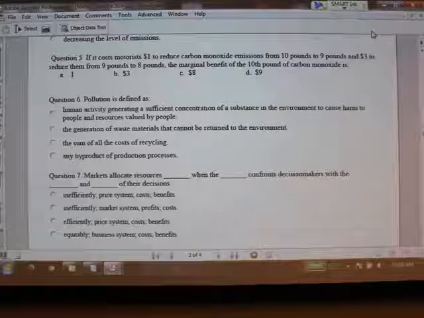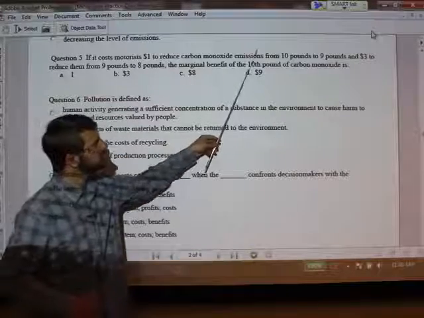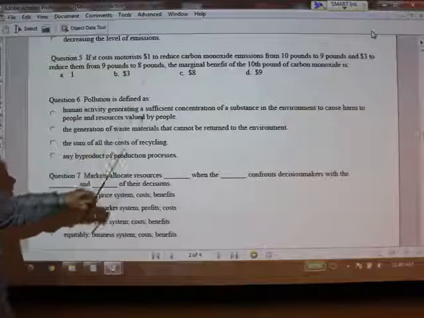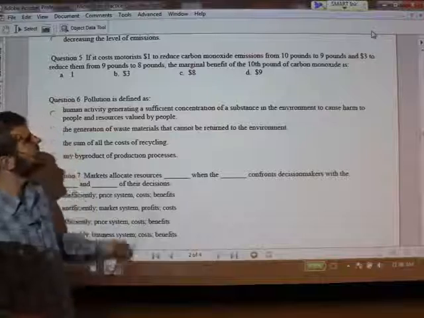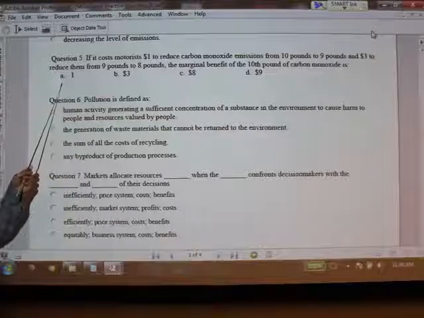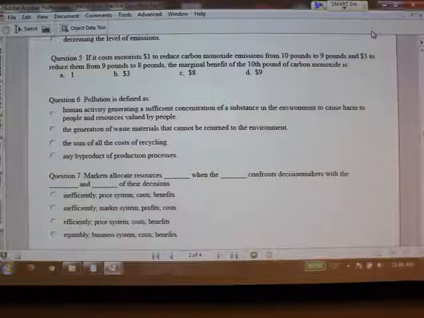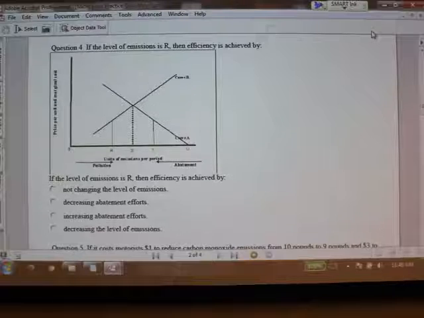5. If it costs motorists $1 to reduce carbon monoxide emissions from 10 pounds to 9 pounds, and $3 to reduce them from 9 pounds to 8 pounds, the marginal benefit of the 10th pound of carbon monoxide is A, $1. So I didn't really talk about this in any of the lectures. If you read the book, you would know. It has to do with this last question, question 4.